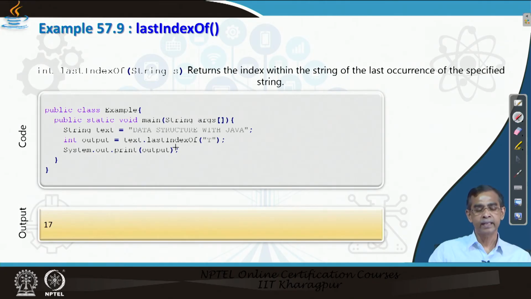And here, like indexOf, there is a lastIndexOf, that means it is just the opposite one. So, t is starting from here; it tells what is the index of the last t from the beginning. It is basically 17, as you see it printed here.